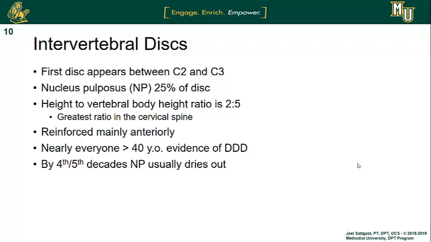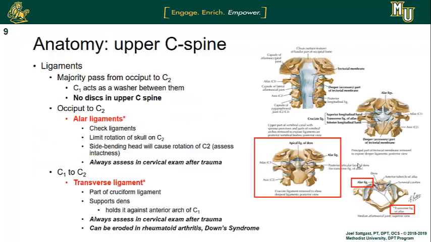Nearly all of your patients over the age of 40 will have evidence of degenerative disc disease. There's not much there to begin with, and so any loss within the space between the discs can have a fairly profound impact. By the 4th and 5th decades, the nucleus pulposus usually dries out or desiccates, and this also contributes to signs and symptoms associated with degenerative disc disease.